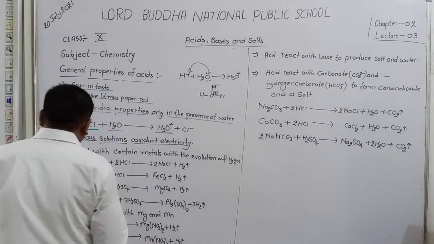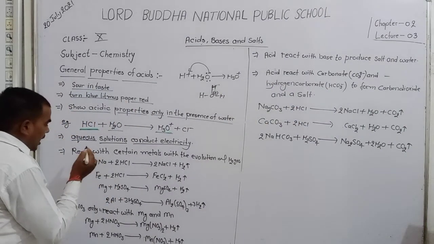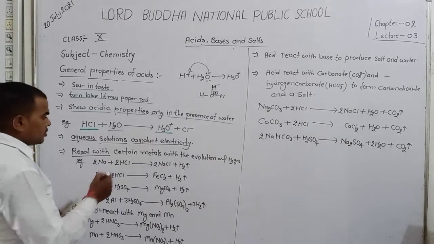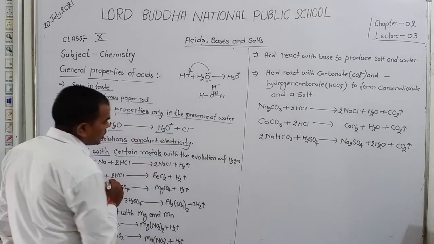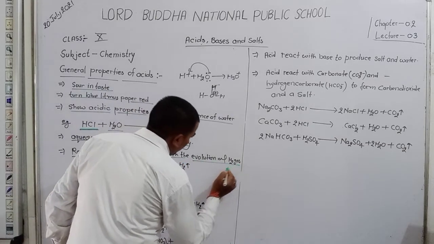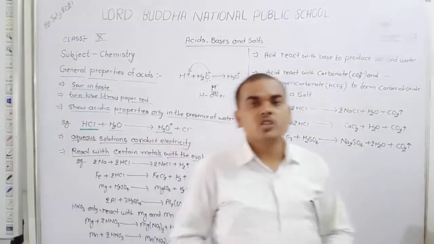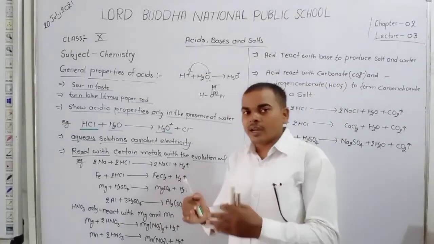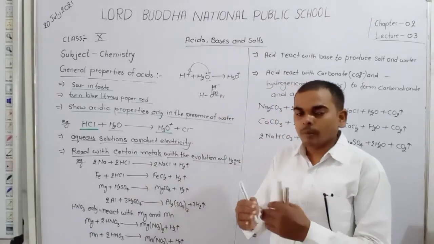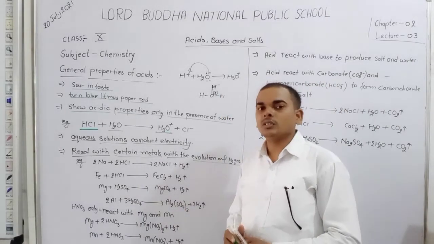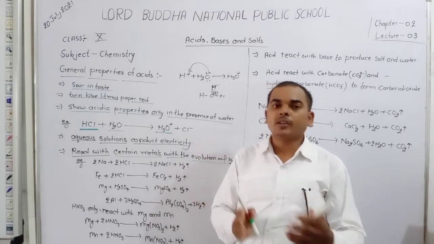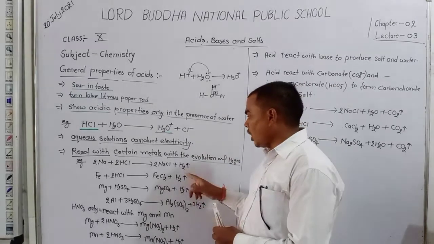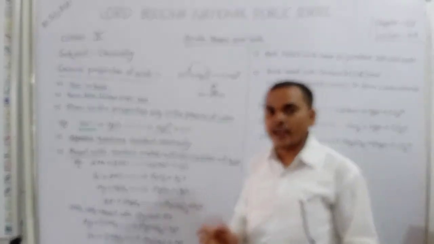Now discuss, dear student, acids react with certain metals with evolution of hydrogen gas. H2 gas means hydrogen gas. When acid reacts with some metals like sodium, magnesium, potassium, etc., they produce H2 gas, that is hydrogen gas.